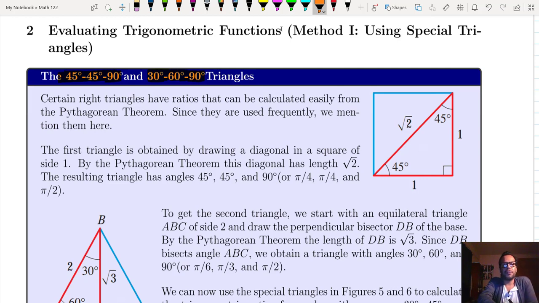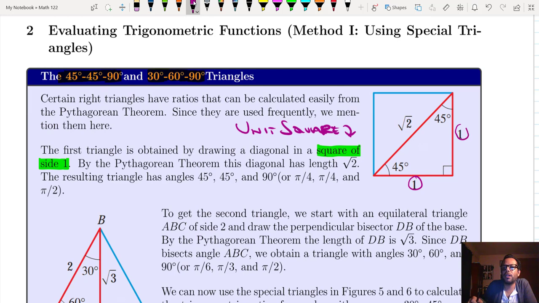Okay, so let's see, how are we going to derive the special values for the 45, 45, 90 degree angle. All right. Okay, consider the unit square. The unit square is just a fancy name for a square of side 1, right? Okay, so let's write it down again. Unit square. That's what it is. Okay, so notice the length is 1 and the height is 1, right?